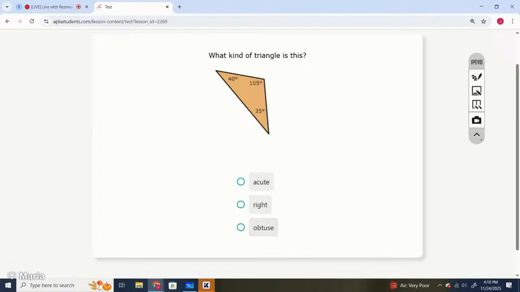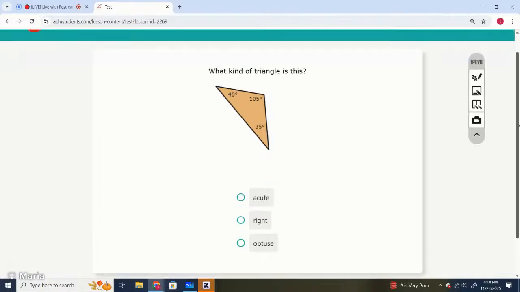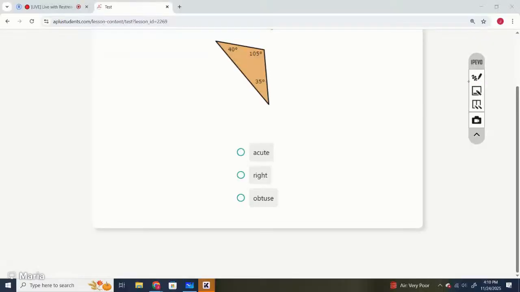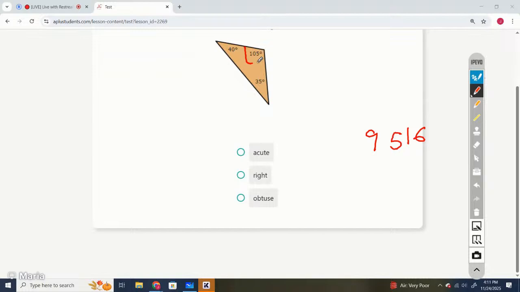We are working on the lesson on the kinds of triangles. We can classify triangles into three classes. They are right, obtuse, and acute triangles. So look at the triangle we are on right now. You can see one of the angles is 105 degrees. If the triangle has any angle that is more than 90 degrees, then that would be the obtuse triangle.